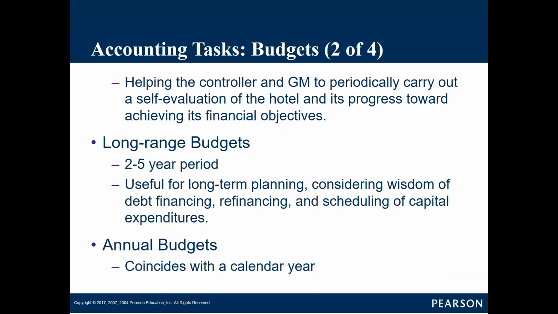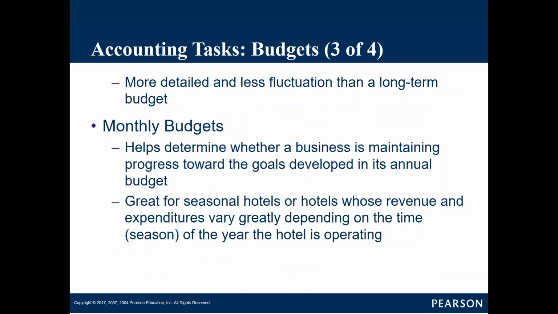Now, the annual budget. In large multi-unit companies, annual budgets are produced by individual hotels and submitted to the central office for review. It's developed to coincide with the calendar year. They are more detailed and there's less fluctuation based on unforeseen events. So the long term is 2 to 5 years. The annual is based on the calendar year, right?